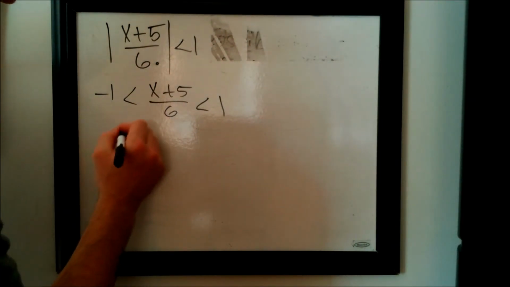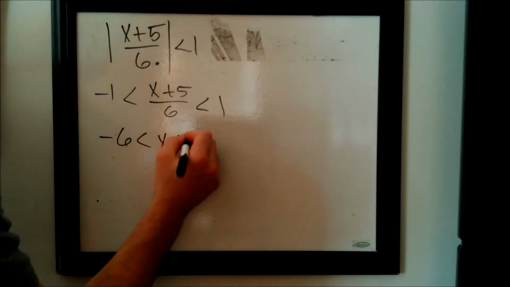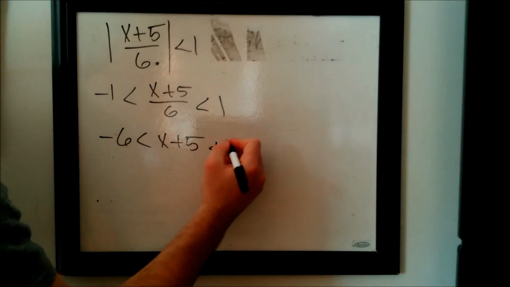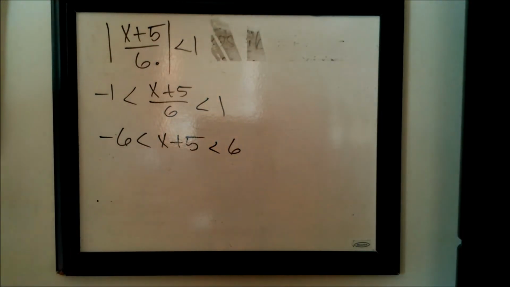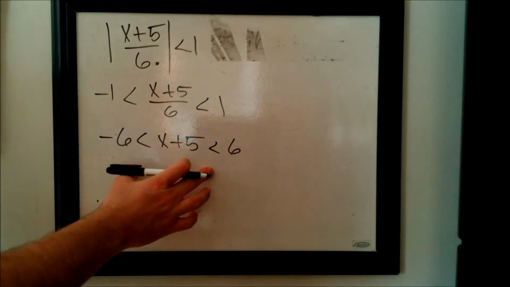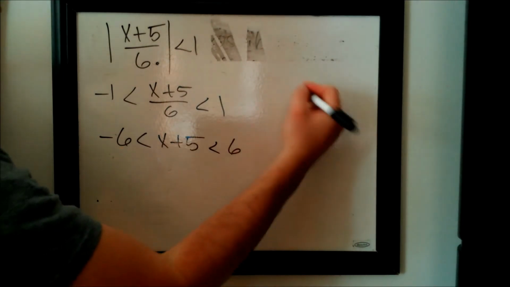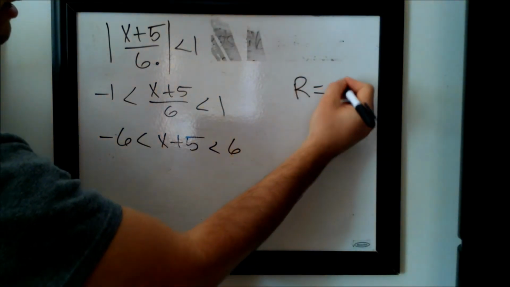Or x plus 5 has to be greater than negative 6 and less than positive 6. So from right here, we can already see that our radius of convergence is just going to be 6. So radius of convergence is 6.